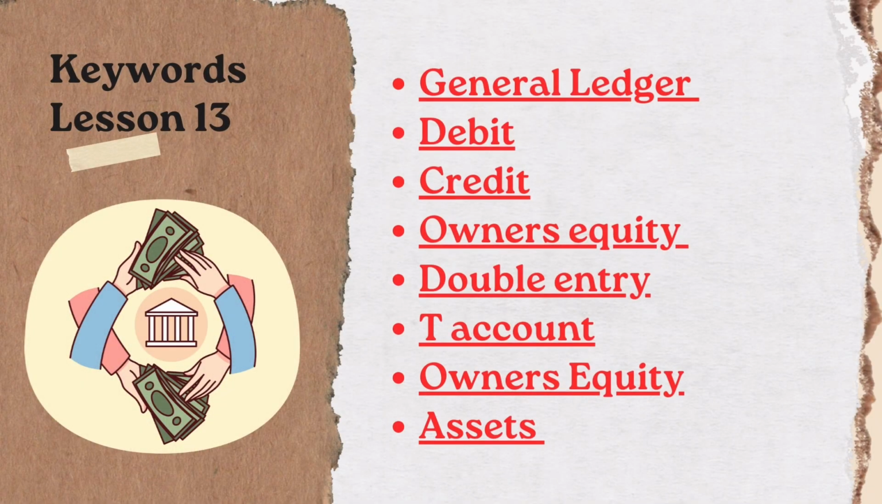We have come to the end of lesson 13. This week's keywords are general ledger, debit, credit, owner's equity, double entry, T account, and assets.